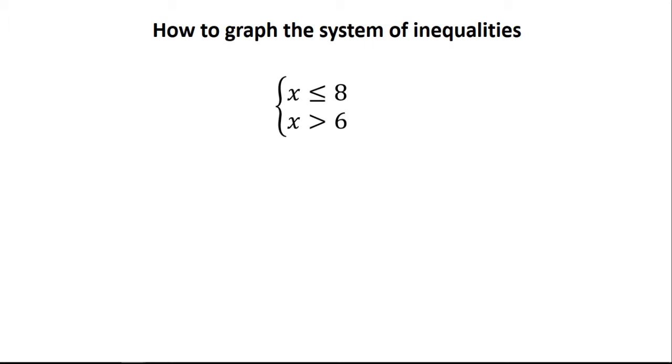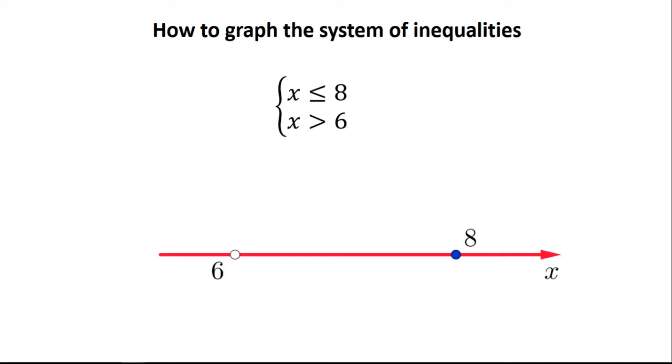Let's plot the points 6 and 8 on the number line. The dot for number 6 should be open, because the sign in the corresponding inequality is greater than, but not greater or equal to. So the point 6 is not part of the solution of this inequality. Otherwise, the dot for number 8 should be closed, because number 8 satisfies the first inequality.